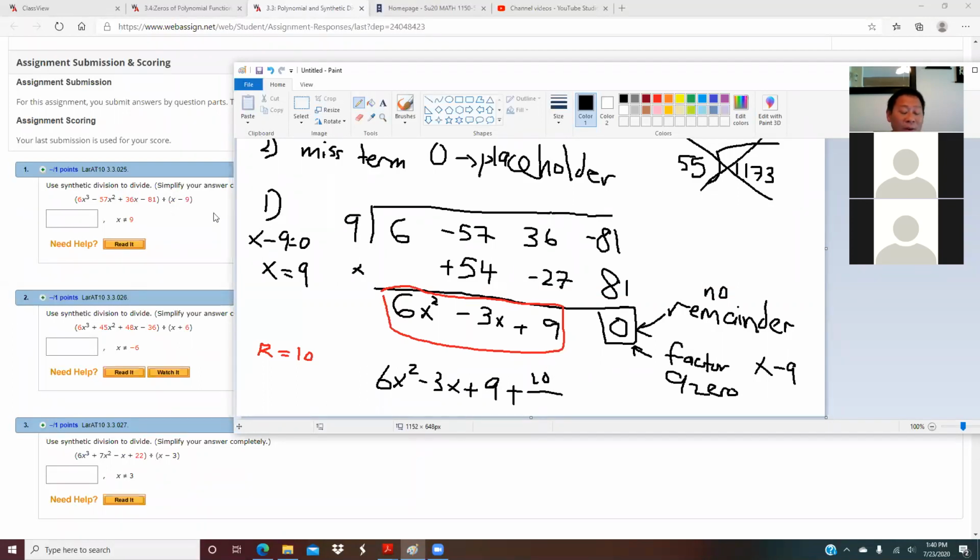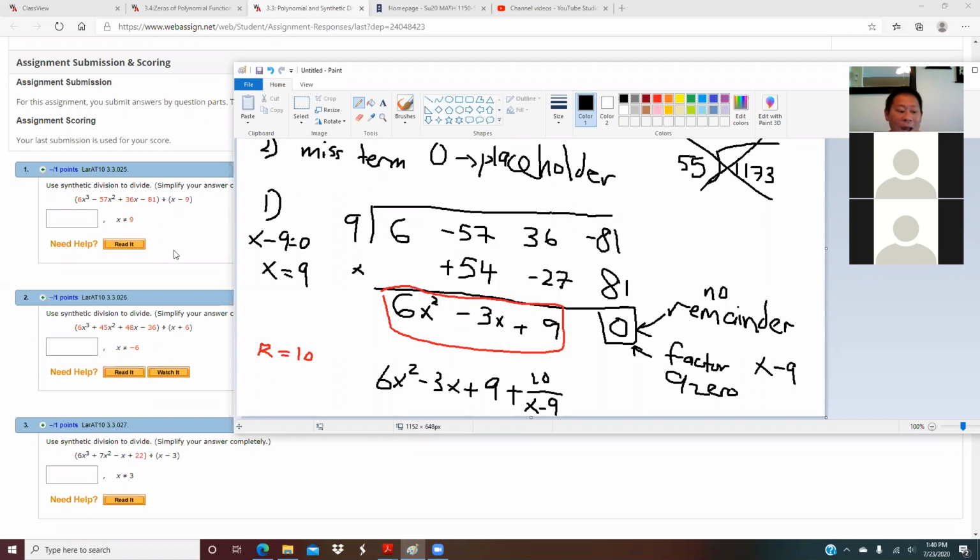So this question you divide with x minus 9, so you put x minus 9. So this is how you write your answer if you have a remainder. If you do not have a remainder, then you just give me the one inside here. You guys with me here?